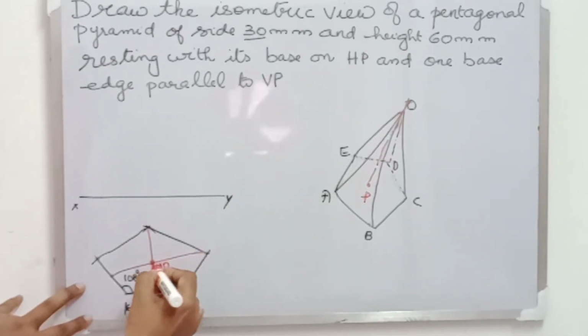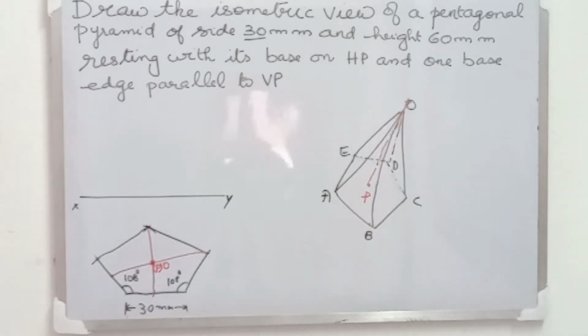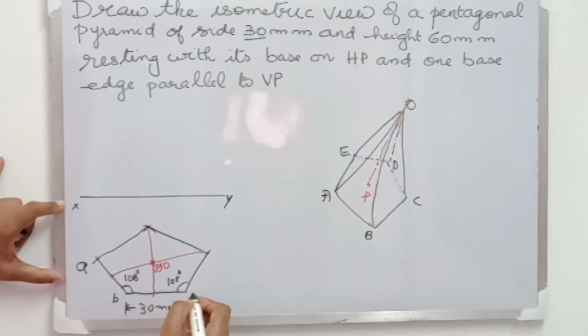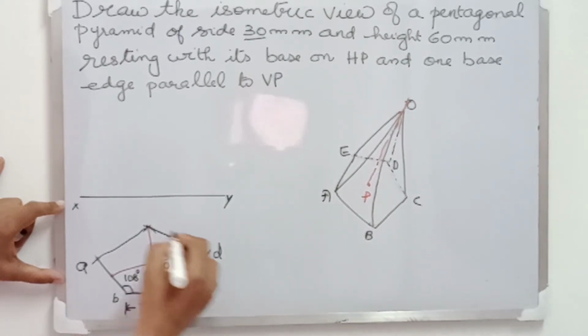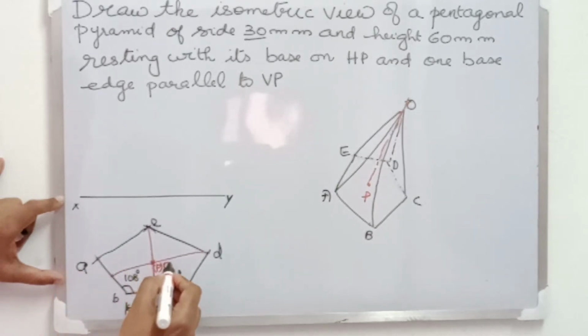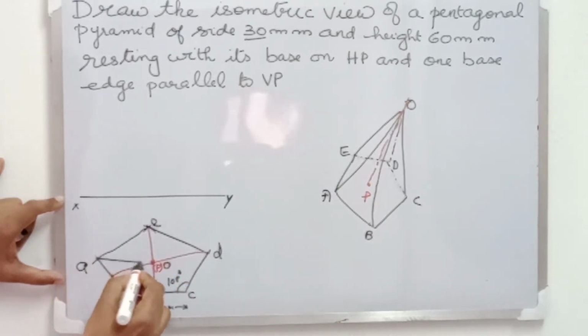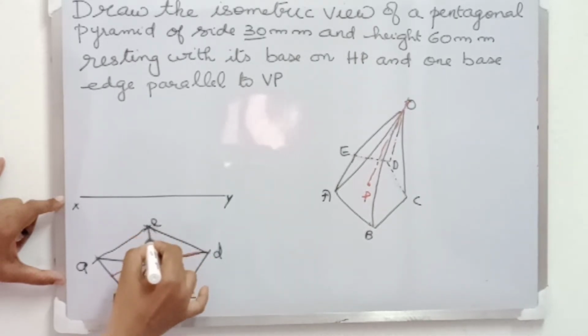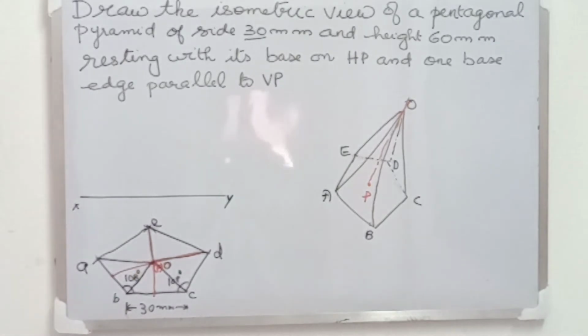As we know, the apex is right above the point P. Let us mark O in the top view and P is below O. So let us put that in brackets. Next, let us name the pentagon starting from the extreme left end: A, B, C, D and E. The slant edges are also visible in the top view. So let us draw the slant edges AO, BO, CO, DO and EO in the top view using dark lines.